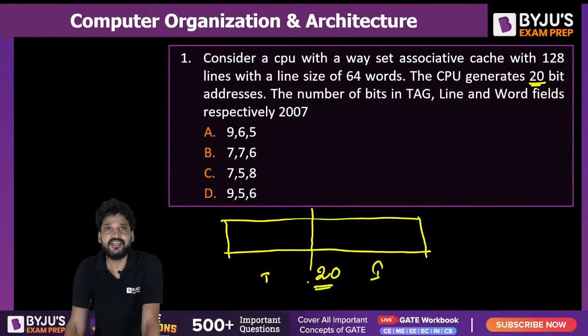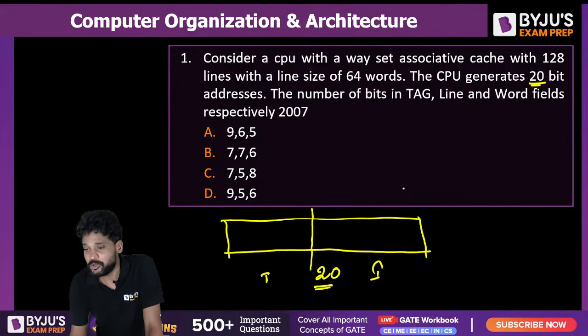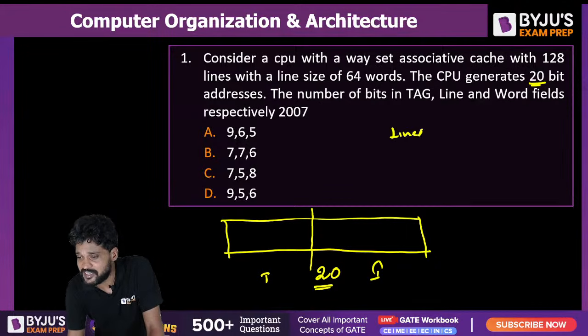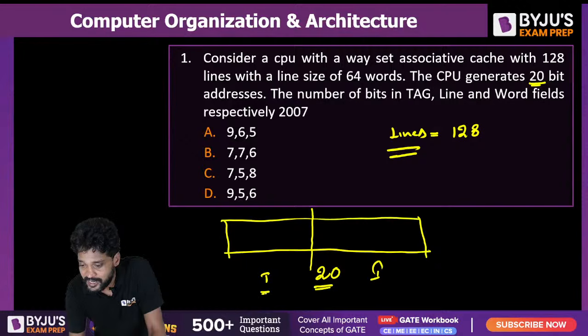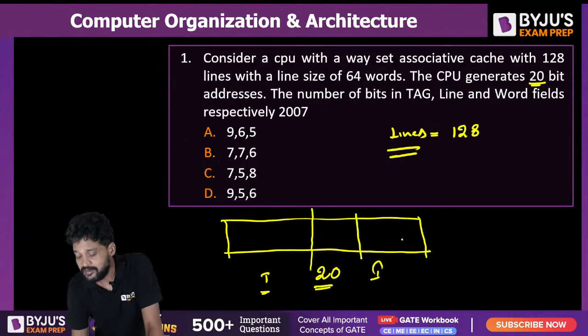Here, let me tell you, we don't need to do any practice whatsoever because everything is clearly given. Here the total number of lines is clearly given. What is the total number of lines? According to the question, it is 128. Now we don't even need to divide index plus tag. Directly we can divide the tag, the line and the word field. This is the word field, this is the line field, and this is the tag field. Total is equal to 20.